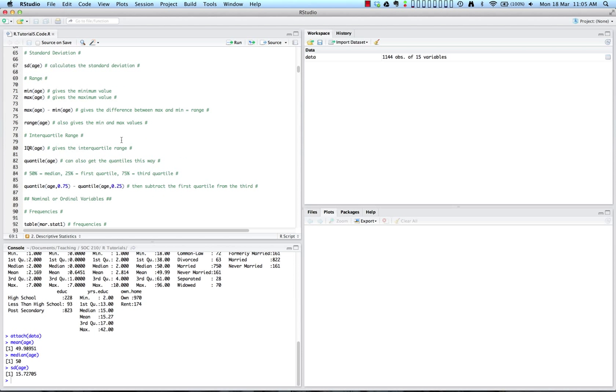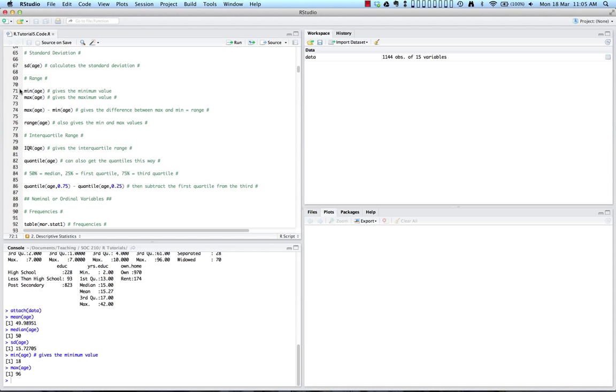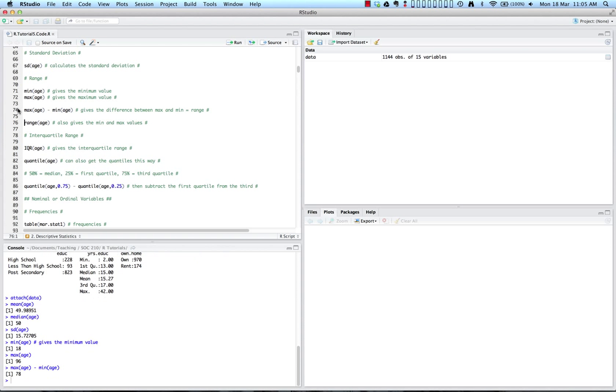We can also look at the range, and there are a couple ways that we can calculate the range. So one way we can go about doing it is by first calculating our minimum values with min and our maximum values with max. So let's do that for age. All right, we see that the minimum value for age is 18 years and the maximum value is 96 years. So to get the range for age, we could just subtract the two. So subtract the minimum age from the maximum age. And using that, we get a range of 78 years. Or we could also just use the function range, which will give us the minimum and the maximum values, and then we could subtract the two from each other.